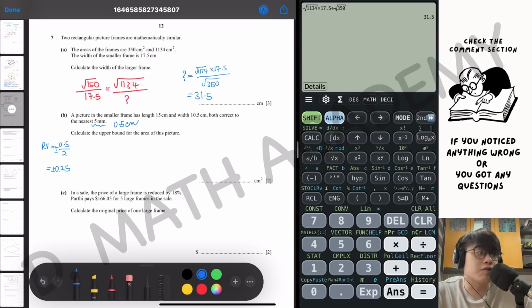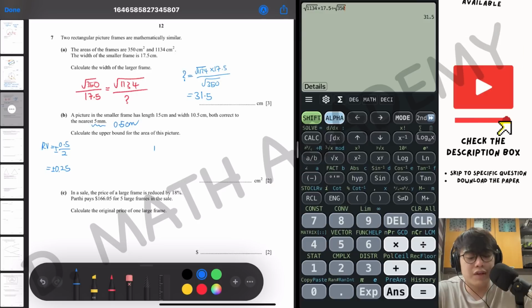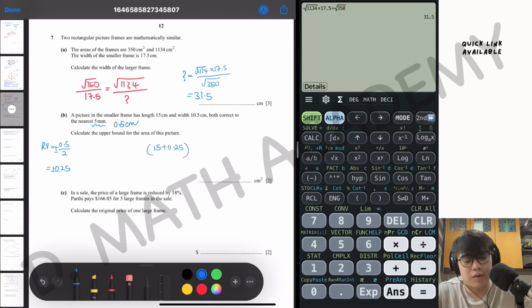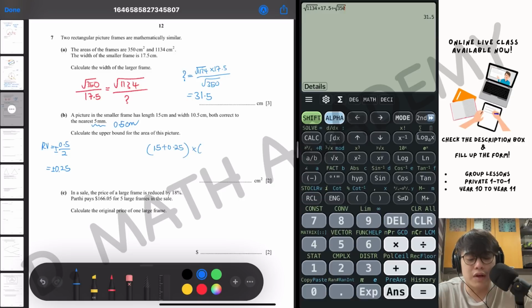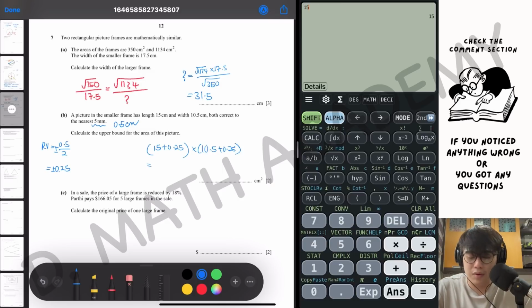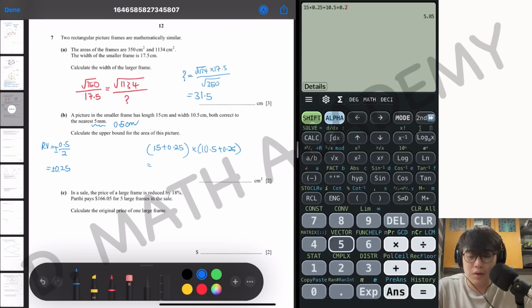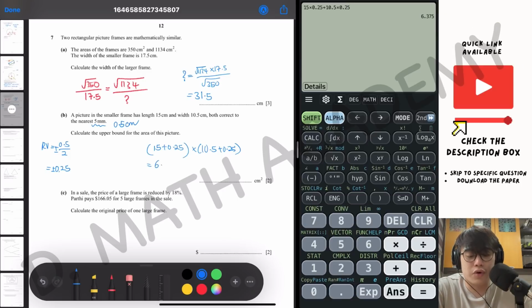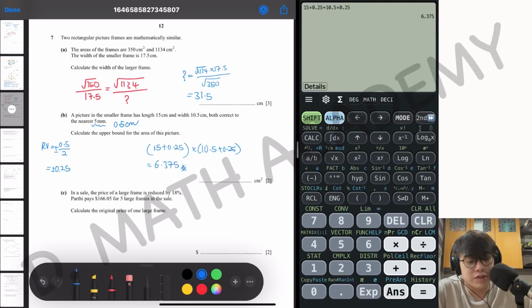Okay, and then you can proceed with your calculation. Now by identifying the area, 15 plus 0.25. Okay, multiply that out with 10.5 plus 0.25. So your final answer will be 6.375 at the end. Moving on to section C.